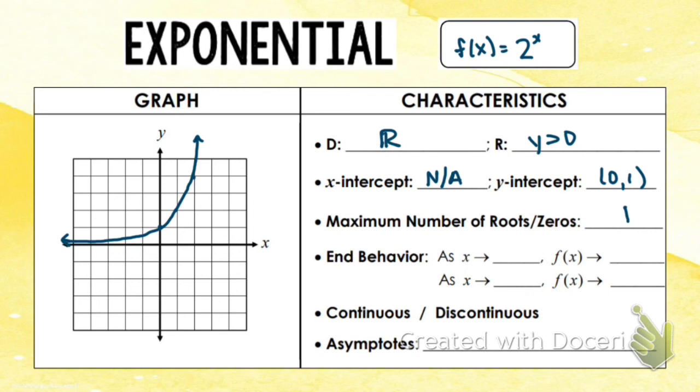And then end behavior, positive infinity, negative infinity. The right side of the function is going to positive infinity, but the left side is going to approach 0. This function is continuous, and its asymptote, the line that it'll never touch, is y equals 0.